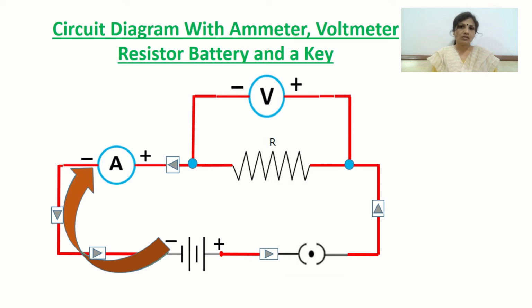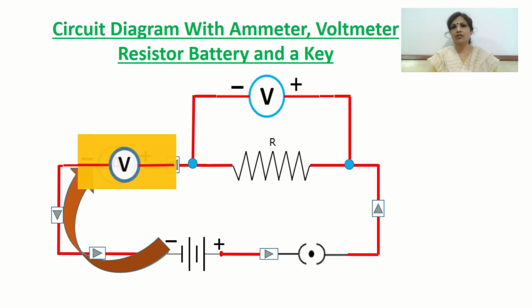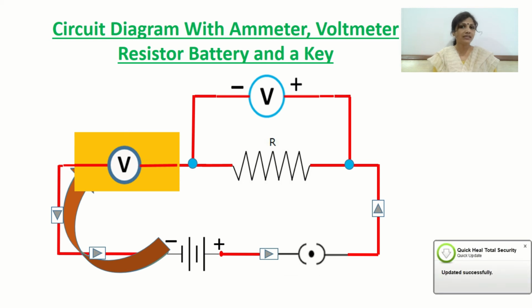Now suppose I connect the voltmeter in series with the circuit, what will happen? Because we have a rule that a voltmeter should always be connected in parallel. If you connect the voltmeter in series like this, the current will not pass through the voltmeter because I told you that the resistance of the voltmeter is very high. So when the current starts flowing from the battery, it will stop there because it has very high resistance.